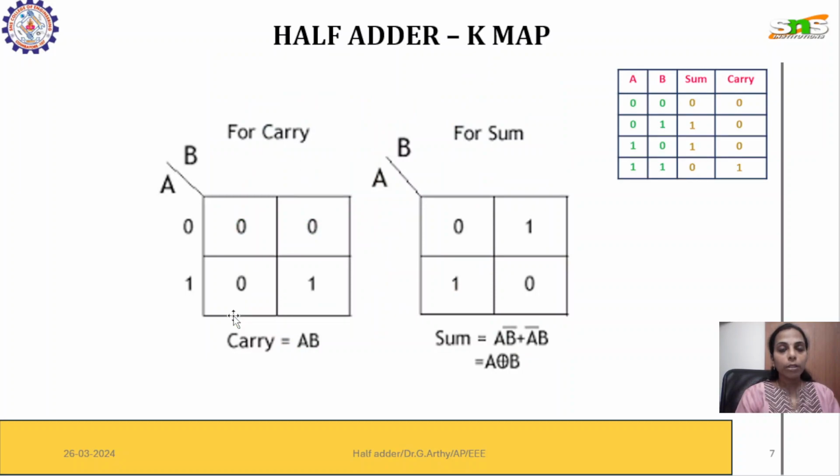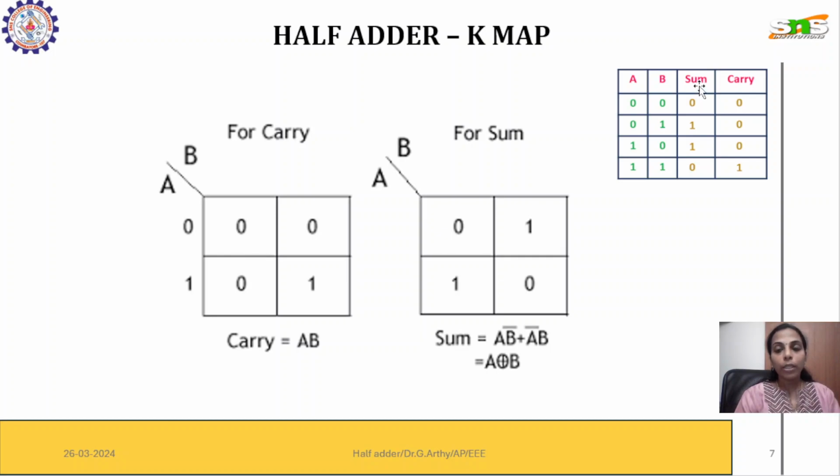So the first step is to design a truth table. We have designed it, and from the truth table we have to draw the K-map. Since it is a two variable system, we require a 2 power 2 cell K-map, so a 4 cell K-map. Suppose if the inputs are 3, we require a 2 power 3 cell K-map. So here we have the K-map.